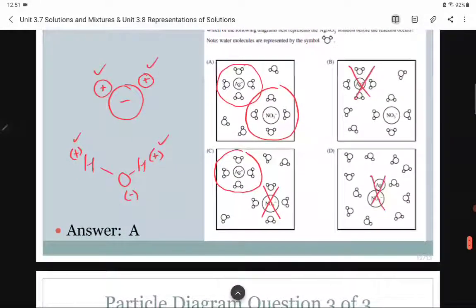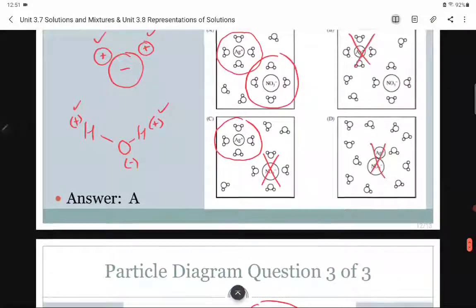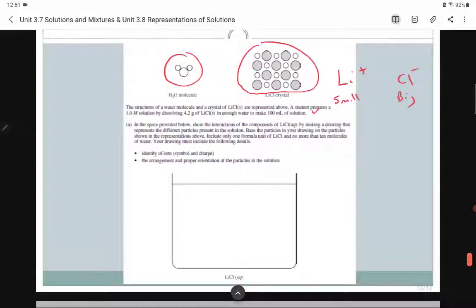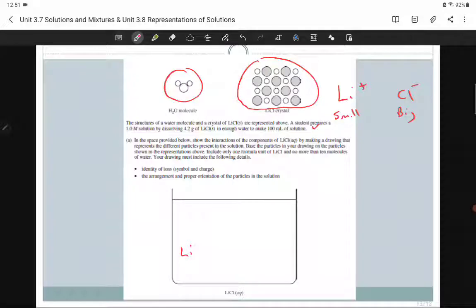I'm not going to bother drawing all those waters. I'll probably just do one. So we have Li plus. It better be attracted to the oxygen part. And I guess if we want to keep this straight with what was given to us, let's go do that. And I'll put a little dotted line there.